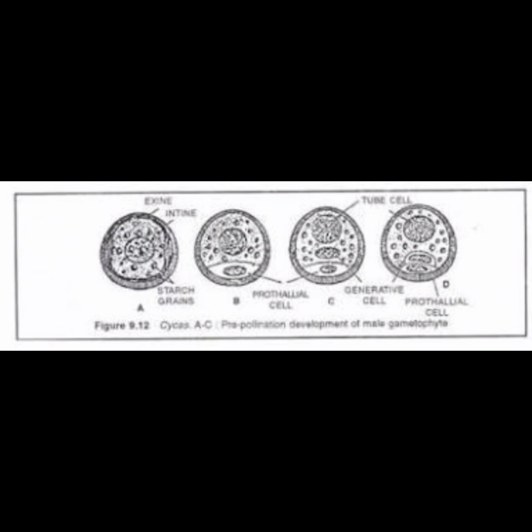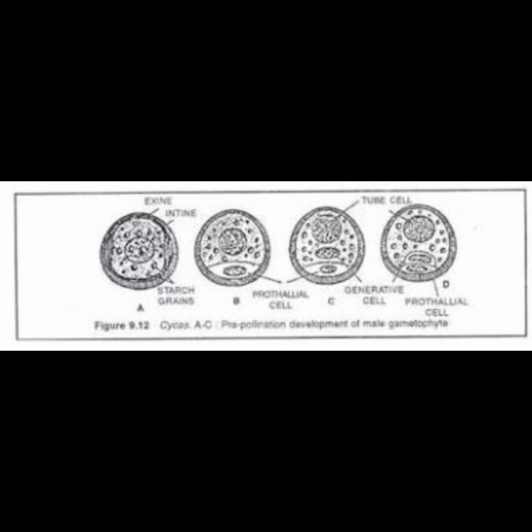Now what happens to the generative cell? The generative cell divides to form a stalk cell and a body cell. Just before fertilization, this body cell again divides to form two male gametes or antherozoids. The antherozoids or male gametes of Cycas are naked structures, top shaped with many cilia, and they are haploid also.